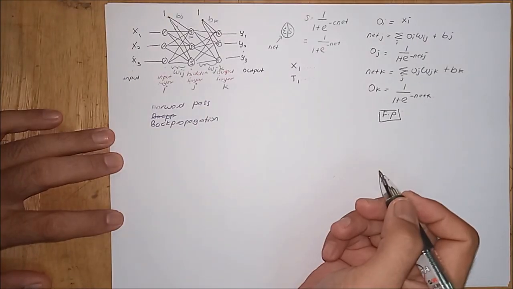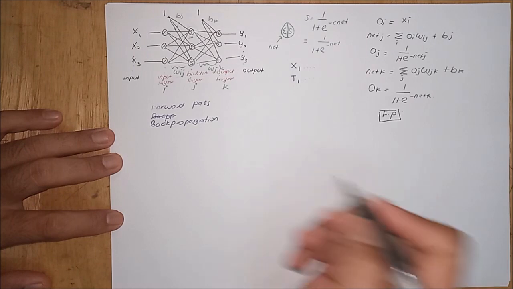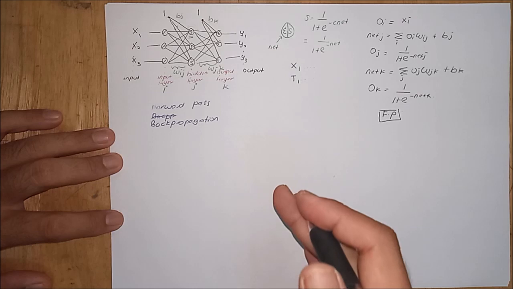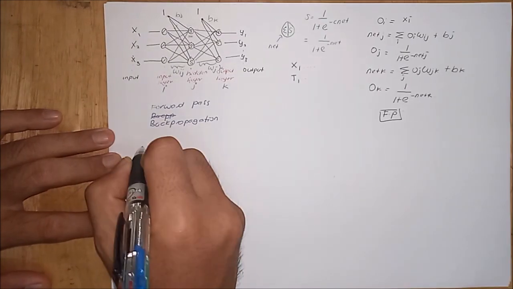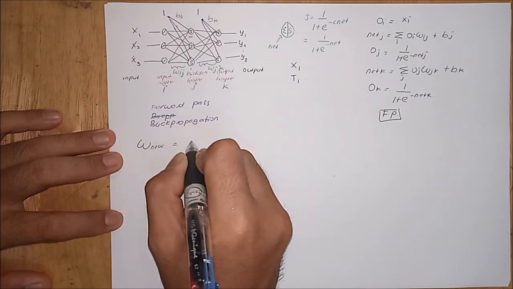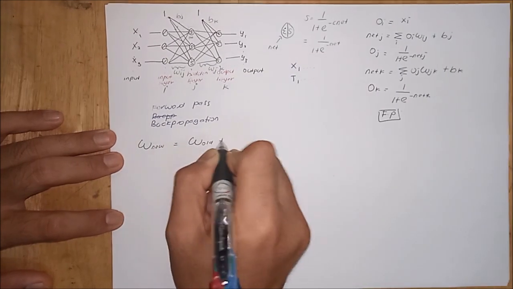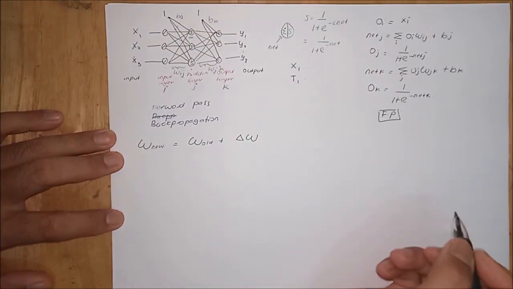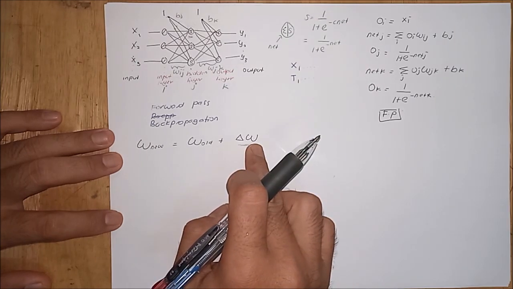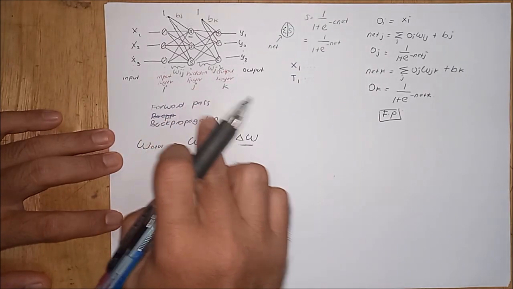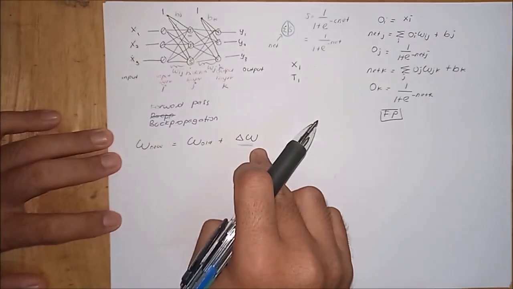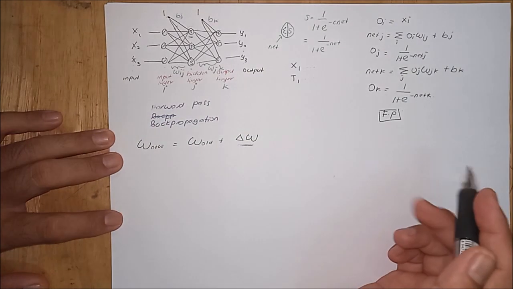First thing first, just for the refreshment, for every training process in the simple neuron, we will define the weight as W new equal to W old plus delta W. So delta W is a very important parameter used for updating the weight accordingly. We will use the same basic equation in order to update the backpropagation algorithm.